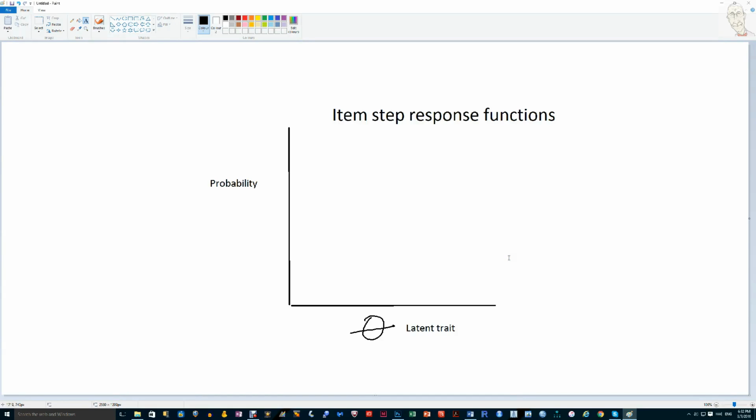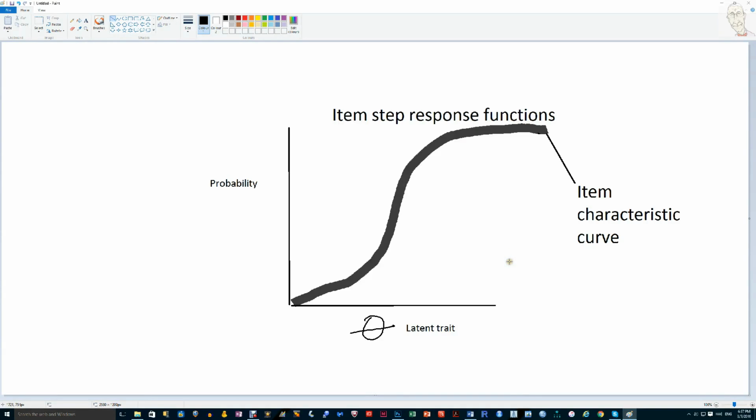Hello, my name is Roger Watson and I'm going to explain as simply as possible what an item response function is. In an earlier session we met the item characteristic curve, which describes the relationship between the score on an individual item and the underlying latent trait. In this session we're going to look at the item step response functions. Clearly you'll get the idea that these are related to the item characteristic curve.